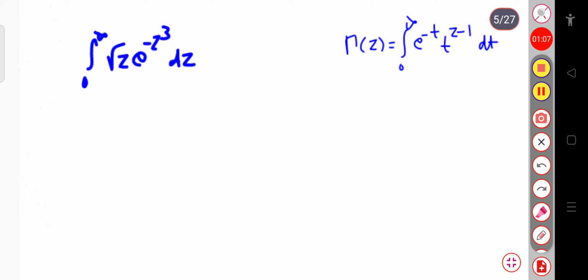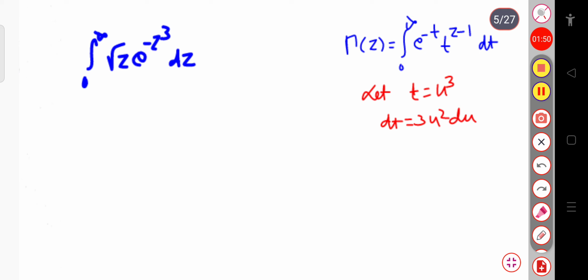Now for this, exponential minus t into t power z minus 1 dt, integration from 0 to infinite, is equal to gamma of z. Here in this expression you can see this is exponential minus z cube, but there it is simply exponential minus t. So here you need some power of z. Let us consider t equal to u cube, and if I take the derivative of both sides, then dt equal to 3u square into du.